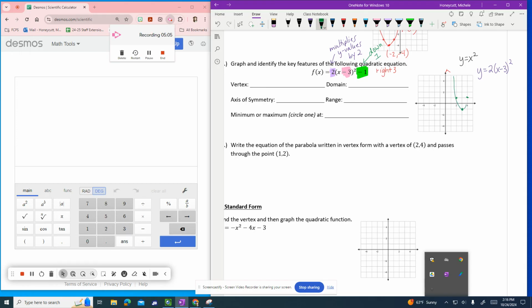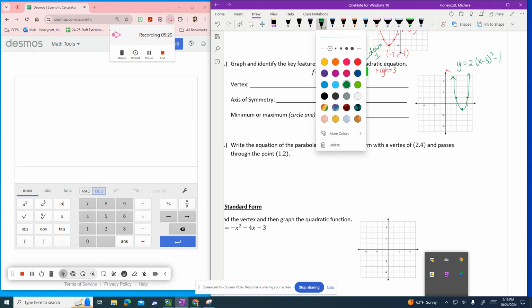Here is the final graph of what we're being asked for. So this is the graph of y equals 2(x minus 3) squared minus 1. So that's the graph that we want. Next, we have to identify the vertex.